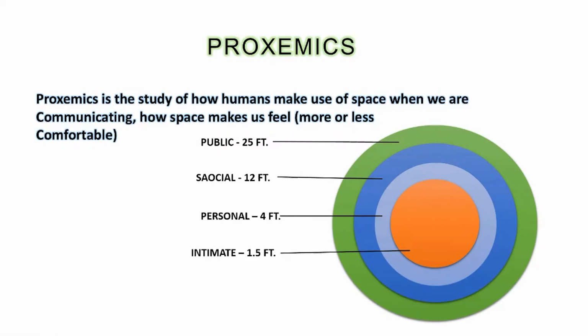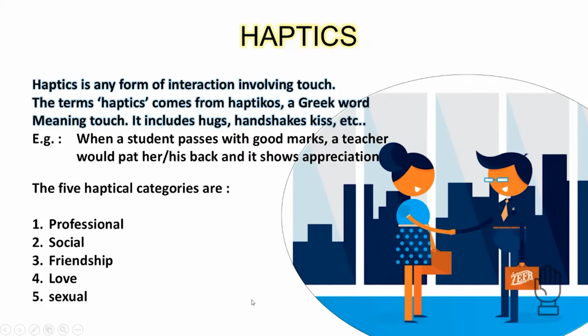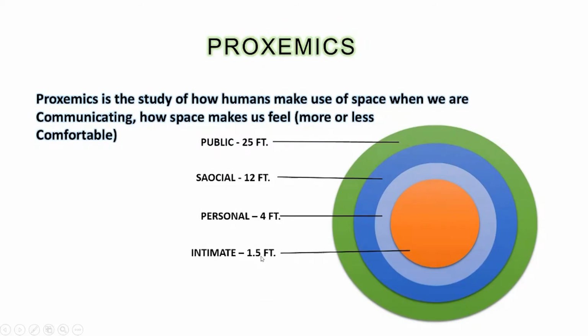Let me explain. You can keep your best friend at intimate space, but you will keep your not so close friend at the personal space. A little bit of distance there. There will be this little bit of distance, right? So that space is the personal space.